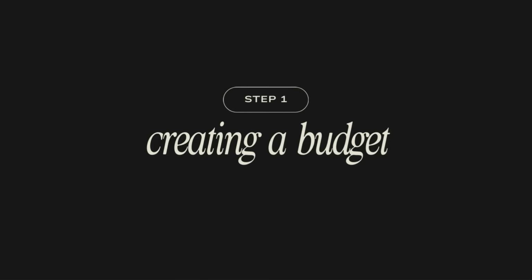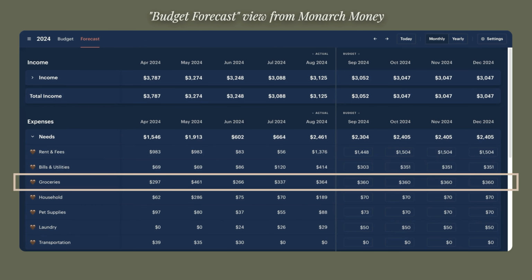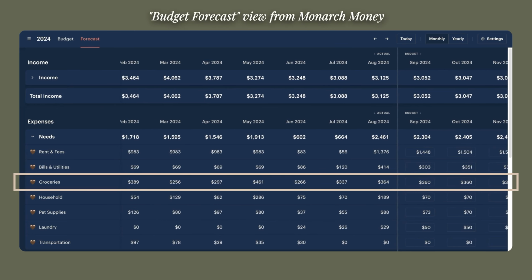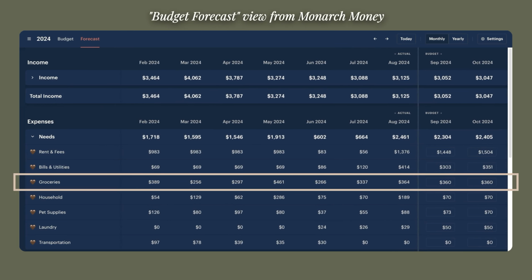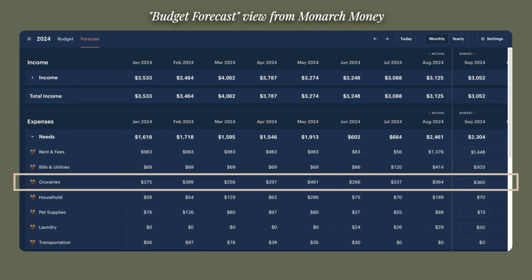The first way I save money on groceries is by having a budget. I buy my groceries weekly, so I have given myself a budget of $90 a week, or about $360 a month. I created this budget based on the monthly average of my historical spending on groceries, and also considering that I don't mind spending more money in order to try new recipes because I love cooking.